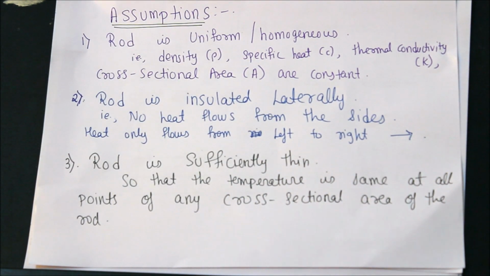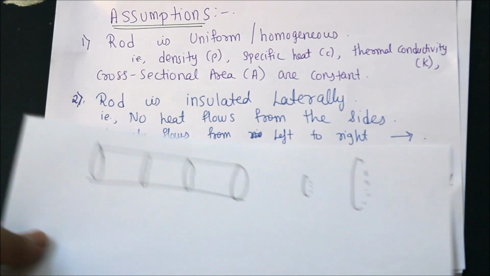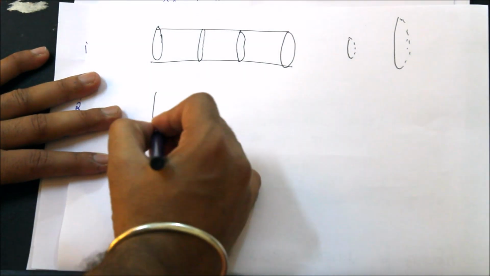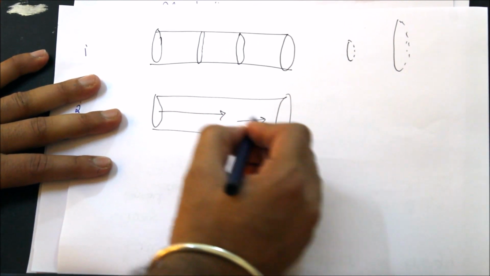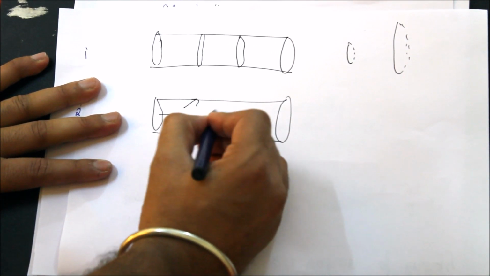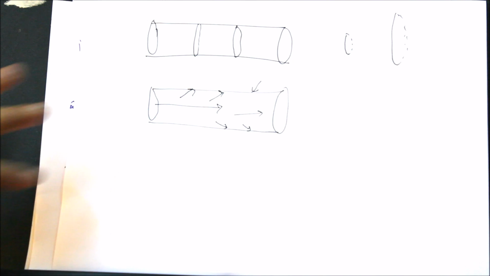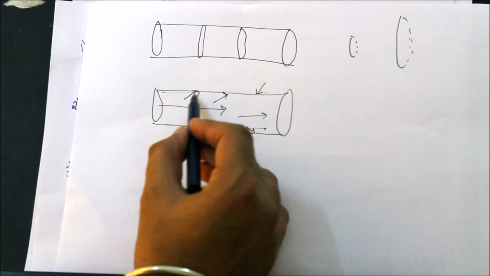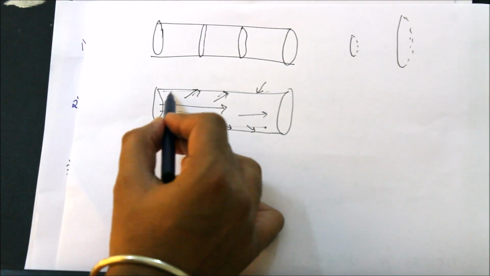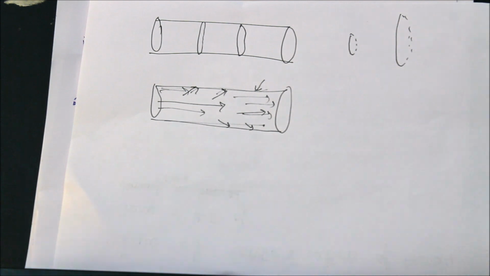What is my second assumption? My rod is insulated laterally. Laterally means what? If this is my rod, my heat will always flow from here to here, from left to right, and it will not go outside the rod. They are insulated, meaning heat will neither go out nor come in from the sides. So heat will always travel like this, from left to right. It won't go laterally. That's what the second assumption means.